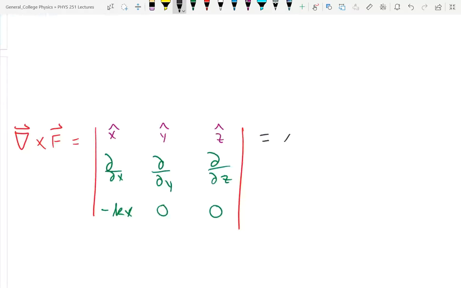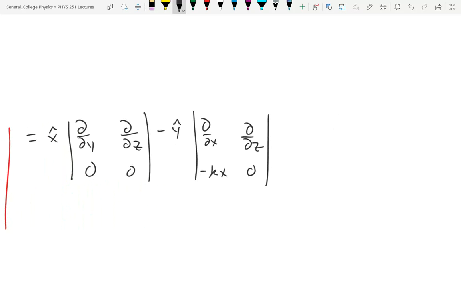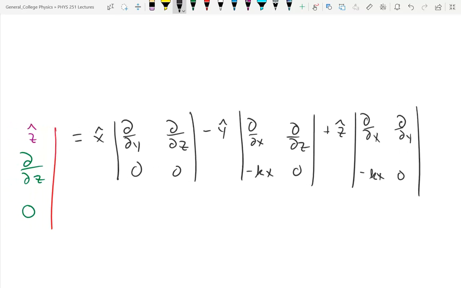So doing what I said before, I'm going to have x hat times the determinant of, then I change the sign, determinant of, change the sign once again. And now I calculate these. Now, how do you calculate the determinant of a 2 by 2 matrix?